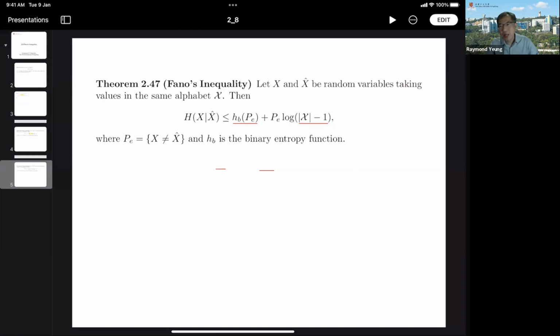We will come back to this when we talk about the channel coding theorem in the next lecture. That's the lecture for tomorrow.